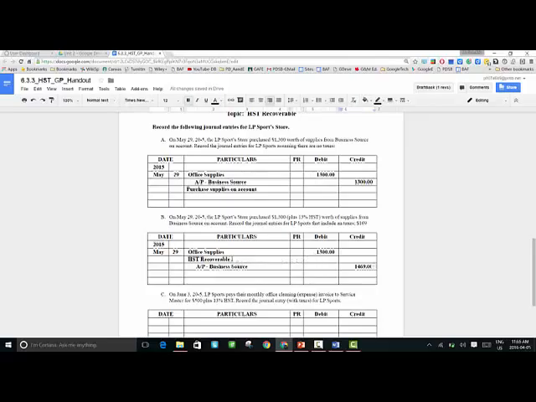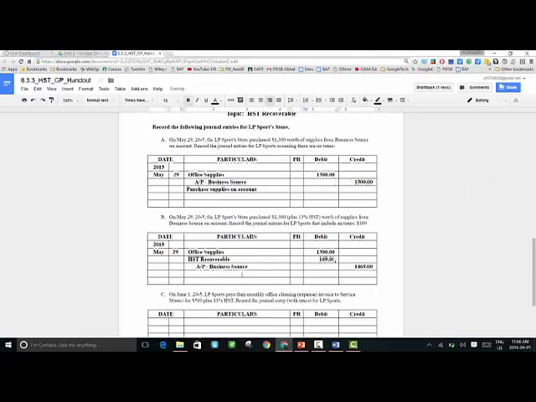But the better way to look at it is that since we have HST recoverable, this is an account receivable, money we're going to receive in the future. The government technically now owes us $169 more than they used to. This means that it is an asset and it's increasing. Therefore, it would be a debit. So we're going to put our 169 there.